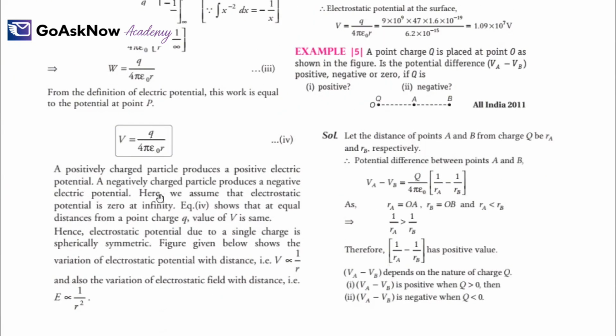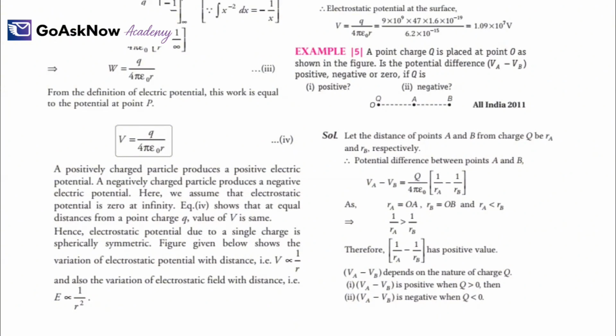It is written that a positively charged particle produces a positive electric potential. So it is obvious that a positively charged particle produces a positive electric potential, and a negatively charged particle produces a negative electric potential. Here we assume that the electrostatic potential is zero at infinity. As I have told you, the electrostatic potential at infinity is considered as a reference point and is equal to zero.